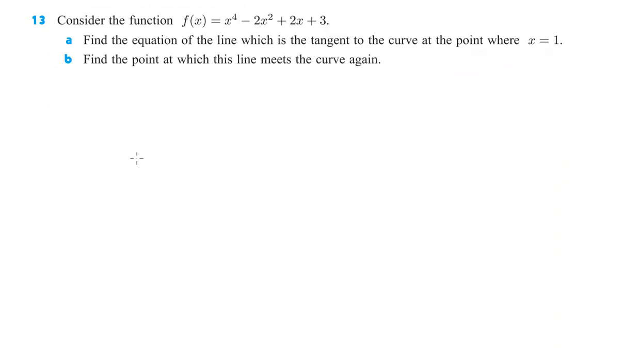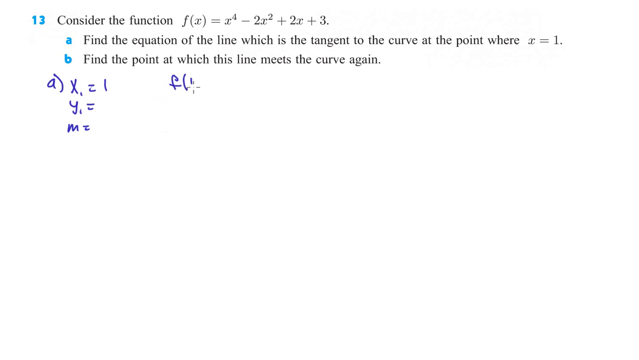Okay? Alright, one last one. Consider the function f of x equals x to the fourth, and so on. Find the equation of the line which is tangent to the curve at the point where x equals 1. So, for part A, we're going to need x1, y1, and slope, right? We know that our x1 is 1. So to find y1, let's plug that in.